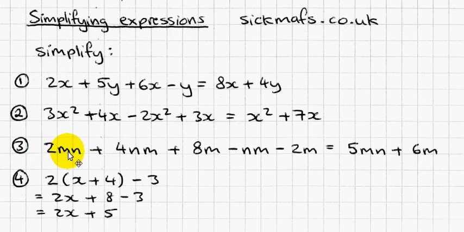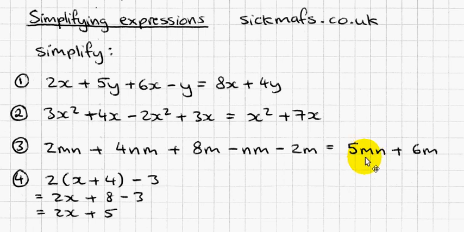So I've got 2 of these mn's and I've got 4 of these nm's. These are the same thing as that, so I've got 2 of them and I've got 4 of them. I've got 6 of these mn's. Oh yeah, sorry, I forgot there's a takeaway nm as well. So I've got 6 over there, but then I take away 1, which gives me 5 mn's. Now I could have written this as 5 nm's, n first and then m. But it doesn't matter, whichever way.